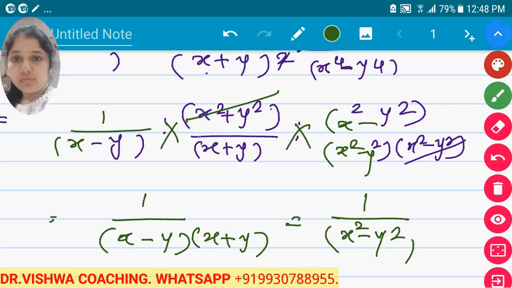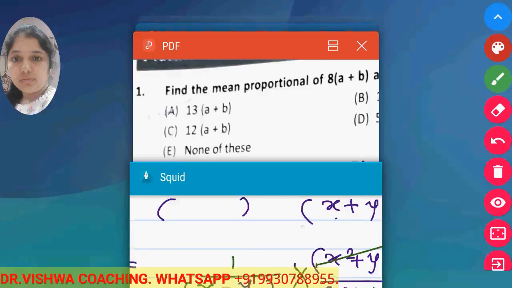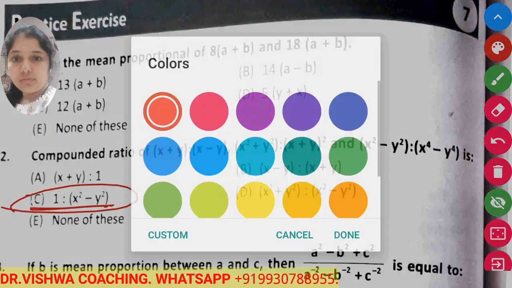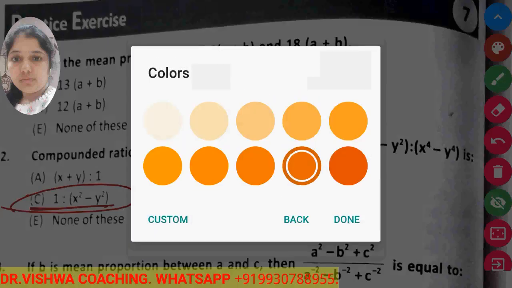because we have to find a compounded ratio, so we multiply them with each other. So your answer is 1 upon x square minus y square. So option C is the correct answer. Now moving to the next question.